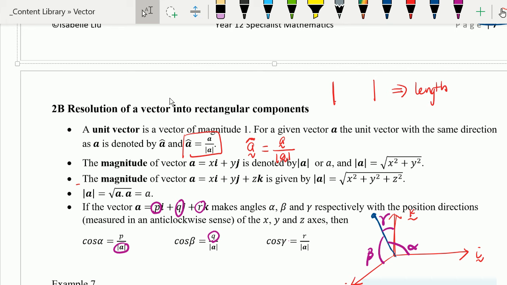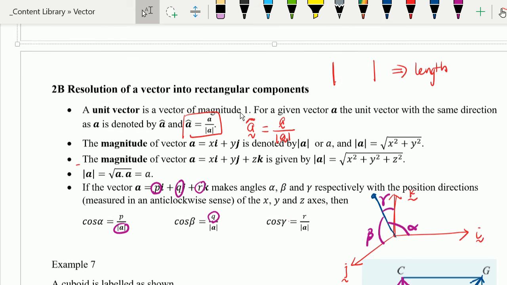So the formula to calculate it is that A hat, which means unit vector, equals A divided by the length of A. Also, how can we calculate the magnitude of a vector A? If it's 2 dimensions, we square the x and the y, find the sum, and find the square root. If you have 3 dimensions, we square all 3 values, find the sum, and find the square root. It's kind of the same as complex numbers. We'll talk about that later, not in this exercise.